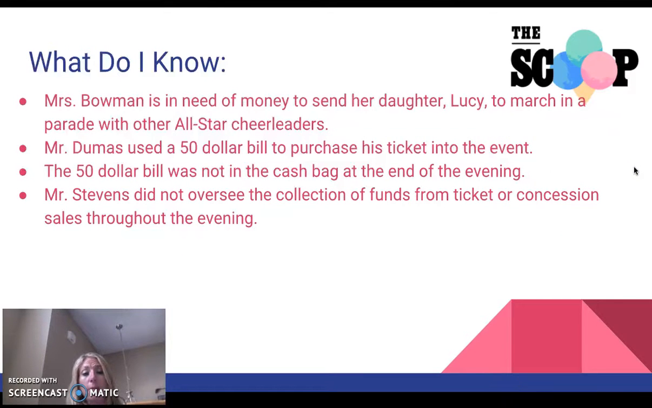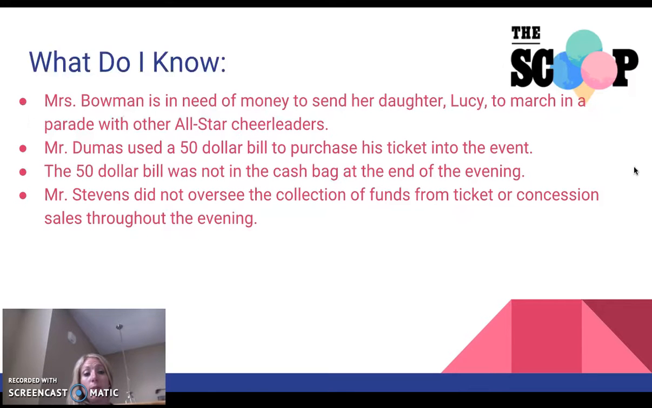What do I know right now? Right now, I know that Mrs. Bowman is in need of money because she would like to send her daughter Lucy to march in a parade with other all-star cheerleaders. Earlier, she had scheduled a meeting with Mr. Stevens asking for PTA to provide money for Lucy's airfare and hotel and meals so that she could go to this parade. Her request was denied by Mr. Stevens, and she was upset about that because money is tight in the community that they live in, and she didn't have the money to send her daughter to that parade.